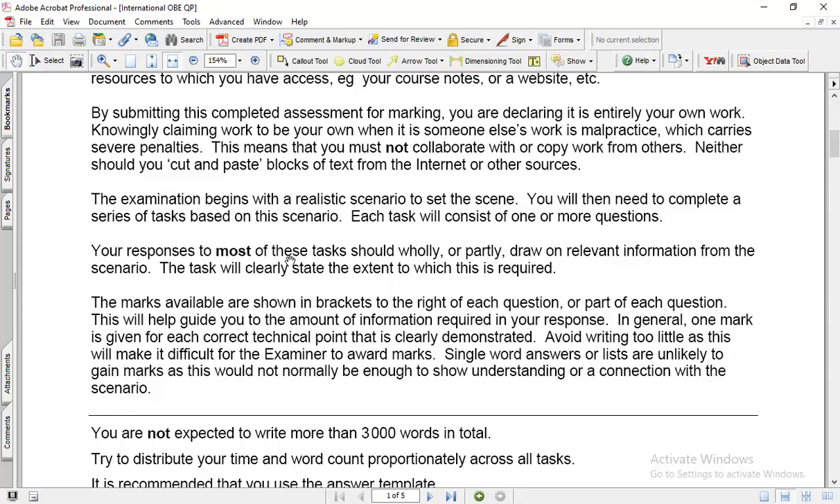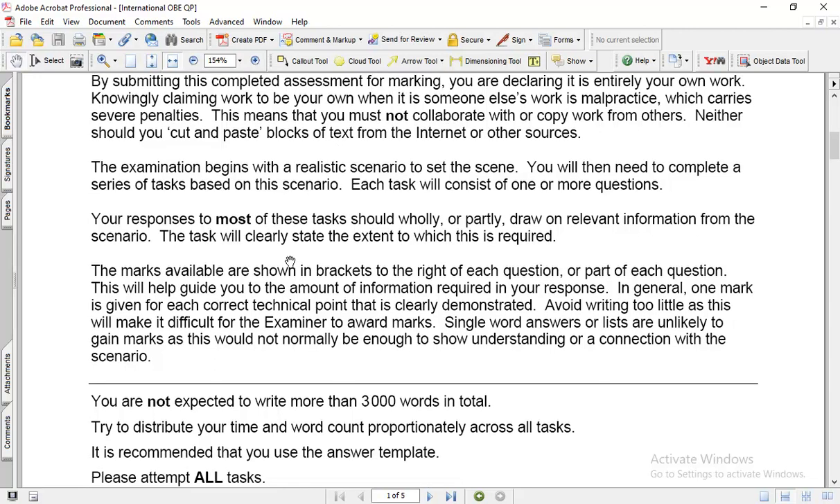So for each task, either you have to get information from the scenario, or you can get information from the scenario as well as external sources of information. External source of information here means apart from the scenario. You can use any source of information and get the details from there. The marks available are shown in brackets to the right of each question or part of each question. This will help guide you to the amount of information required in your response.